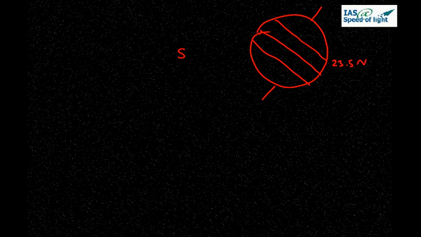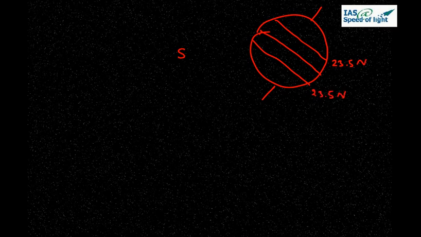This is our Earth. This is the Sun. This is the Earth axis. This is the equator, right? And these are the parallels. Tropic of Cancer, 23.5 degree north and 23.5 degree south.